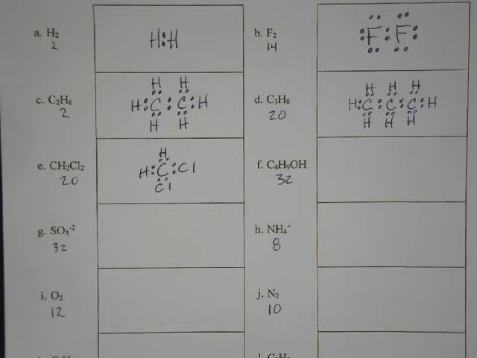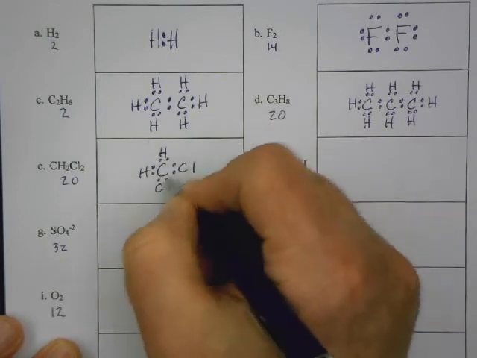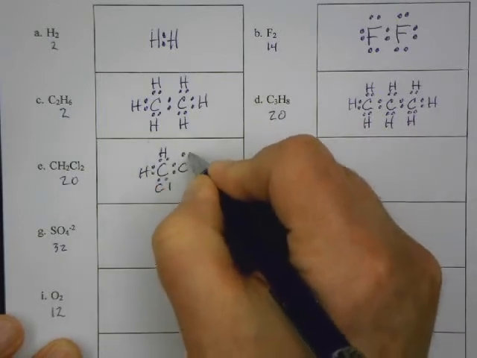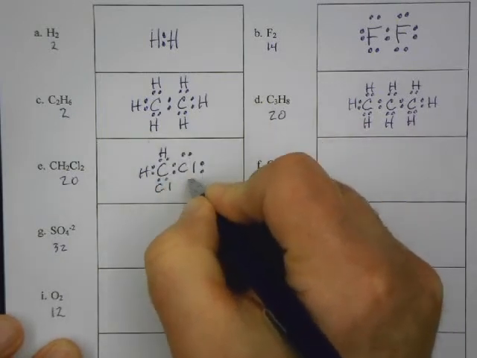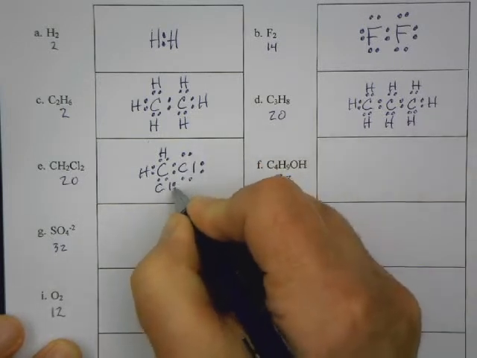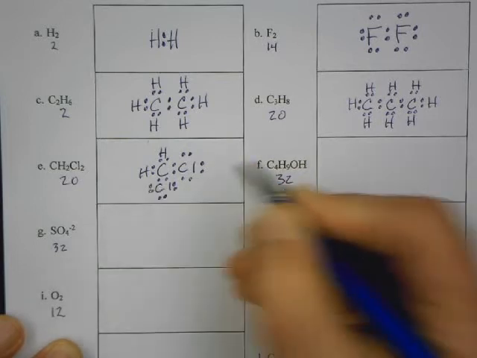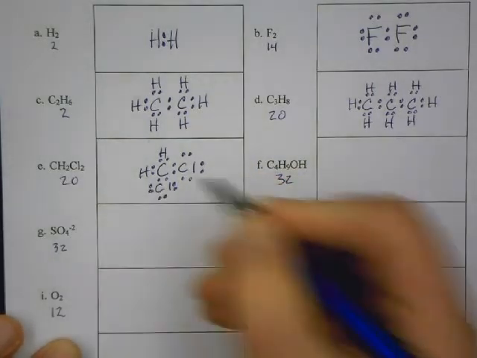I've used up 8 dots. I have 20 dots. Now I go around the outside atoms, except hydrogen, to get to 8, unless I run out of dots. 8, 10, 12, 14, 16, 18, 20.